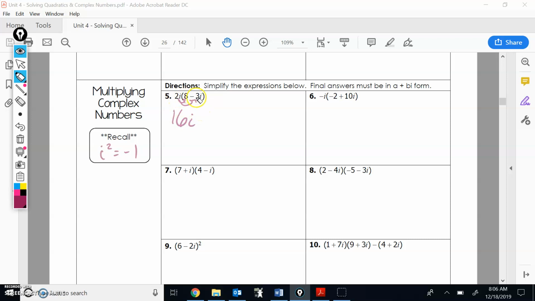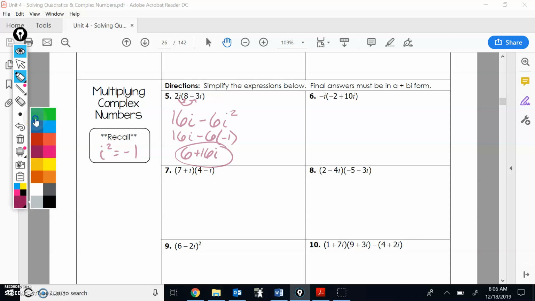And then 2i times negative 3i. 2 times negative 3 is a negative 6. i times i is i squared. But we know and recall that i squared is the same thing as negative 1. So this is like saying negative 6 times negative 1, which turns it into a positive 6. And then we have the imaginary part, the 16i, after.